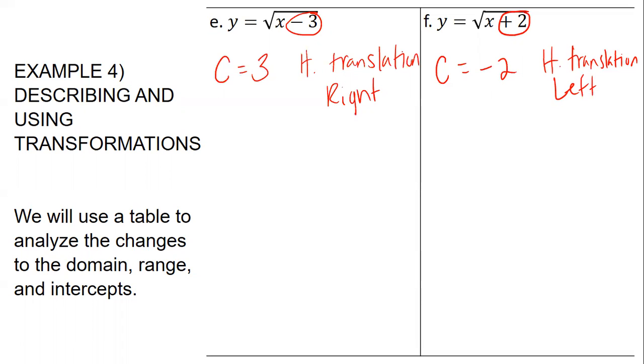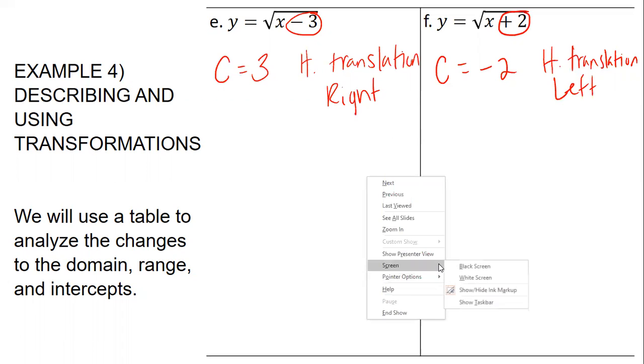Easy enough? All right, now we're going to analyze the graph. So we're going to analyze their domain, their range, and their intercept, okay? Because we're horizontally moving, which one is going to change, our domain or our range? Our domain, because that's our horizontal, right? Our x values are changing. So let's go look at that.